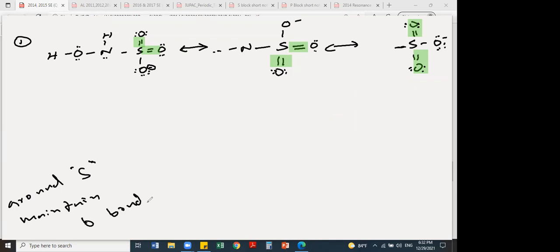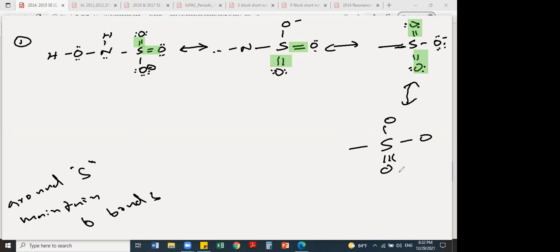That's the requirement. Now this is one method of making 6 bonds around sulfur. What is the other method? Any other method? You can do it like this. Sulfur can have 6 bonds: this side a triple bond, and the other two single bonds. That is also possible. Resonance structures.